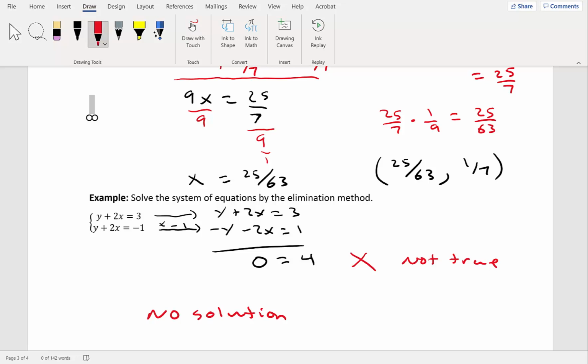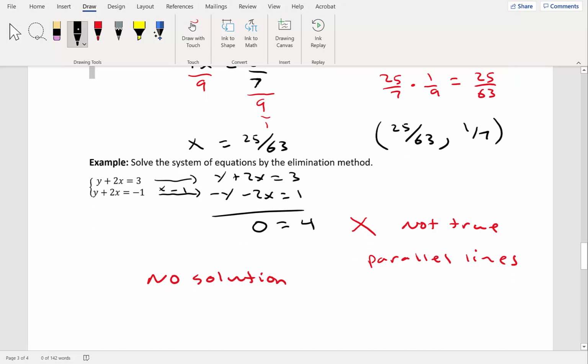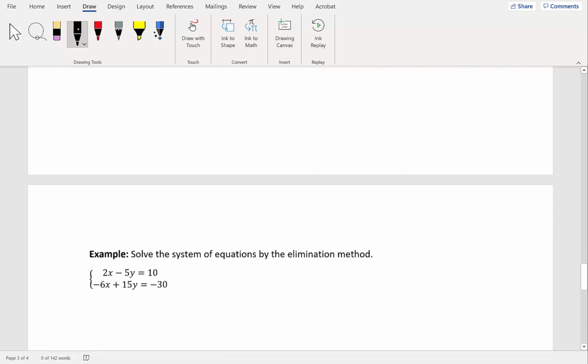Now going back to section 3.1, the reason why we have no solution is because these are parallel lines. They never intersect each other. So this particular system of equations, there's no solution for. There's no ordered pair that would make both of the equations a true statement. Let's take a look at one last one.